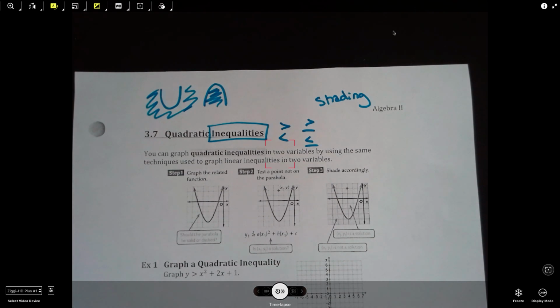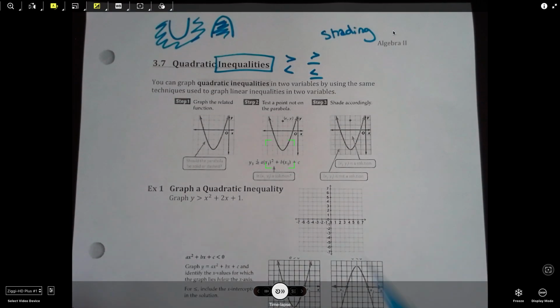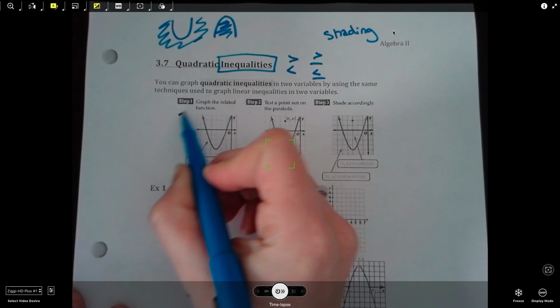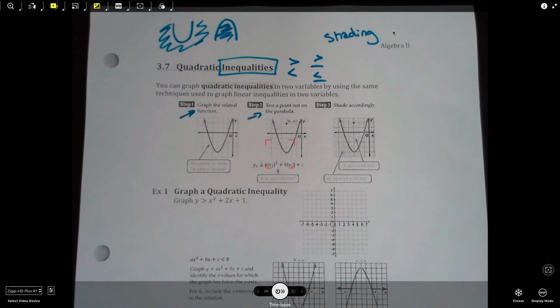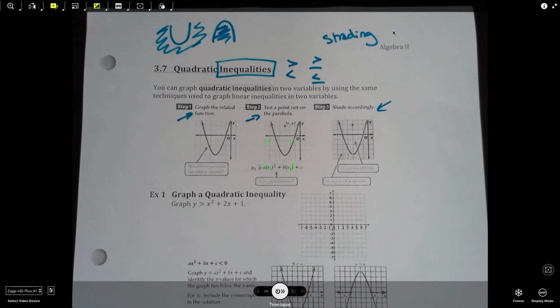So, step one, graph the related functions. We're going to graph these just like they're equal signs. Step two, test a point in the parabola. I'm going to show you a way to cheat so you don't necessarily have to test a point. We'll talk about that. And then shade accordingly, okay? The one thing you need to make sure of is whether it's a solid line or a dotted line, because I screw that up all the time. I did in 6th period too. So keep those things in mind as we go through.